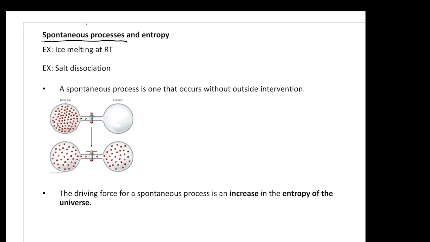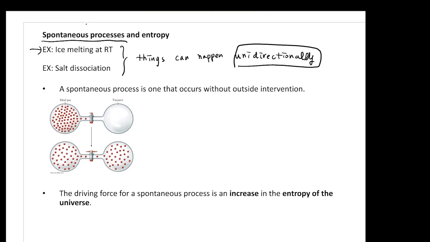if you put ice on the table at room temperature, the ice will melt spontaneously. And the salt dissociation is spontaneous too. If you throw sodium chloride into water, after some time, it all disappears, it dissolves. So the dissociation of sodium chloride is spontaneous. From there, after 200 years of careful observation, scientists realized that some things can happen unidirectionally. Then they defined things that show this behavior as a spontaneous process.